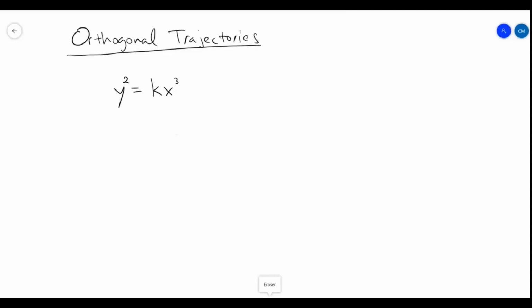And what we're trying to do is find another family of curves that will cross this family of curves in this orthogonal way. In other words, we will see that those new curves will cross all the old curves in a perpendicular fashion. So how do we go about approaching this? Well, the first thing we want to do is find a differential equation that matches that family of functions. Okay, so find a differential equation that will produce this family of functions.